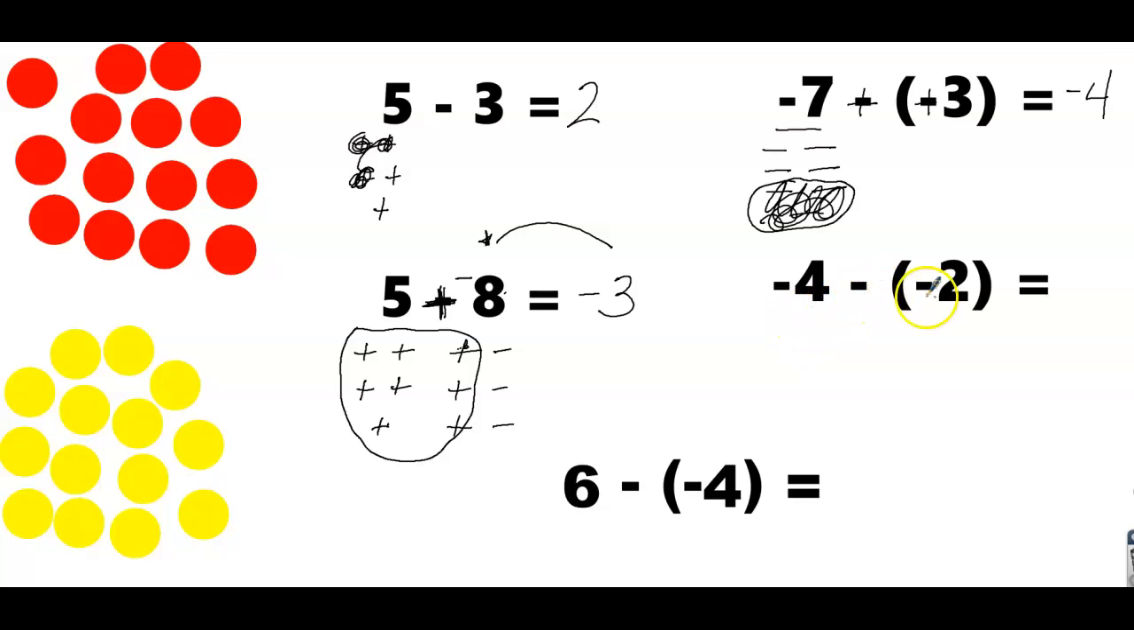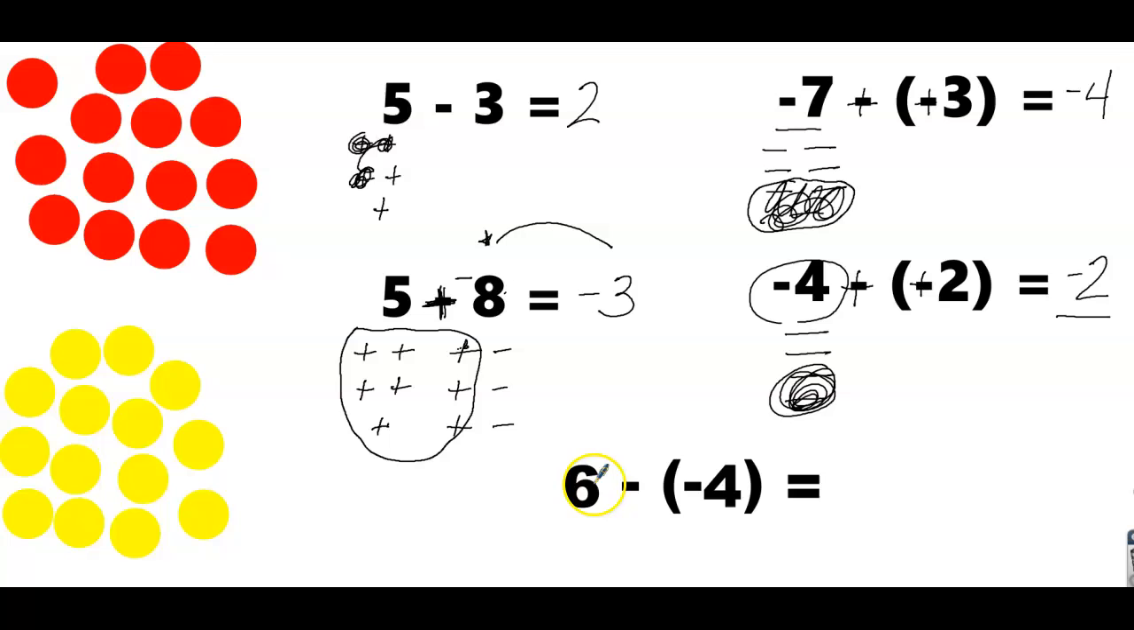Here we have -4 minus -2. So we have 4 negatives, and we want to take away 2 negatives. What do we have left? 2 negatives. If we had done keep, change, switch, we would have -4 plus 2. 2 numbers with different signs being added, you subtract the smaller one from the larger one. So 4 minus 2 is 2. And the answer takes the sign of the bigger number. 4 was bigger and it was negative, so the 2 is negative. Okay.